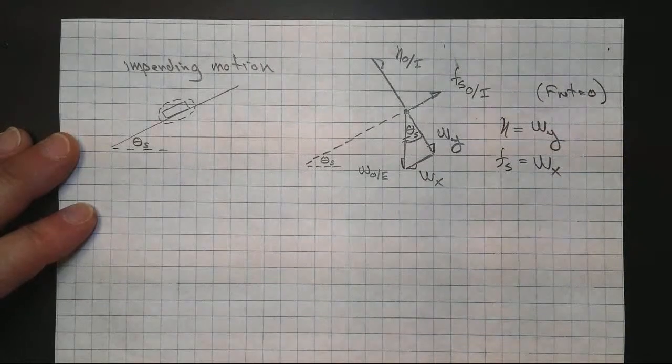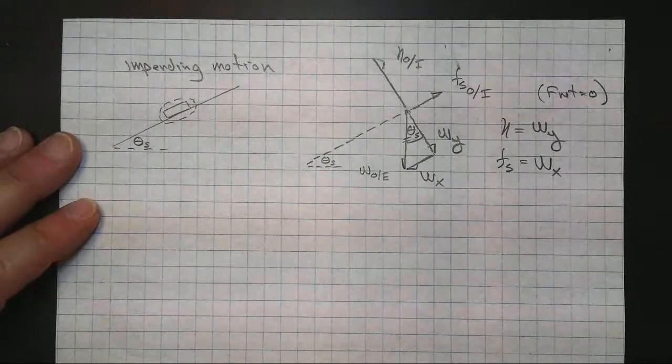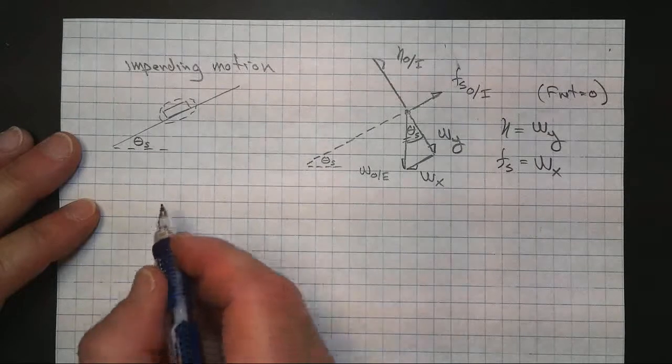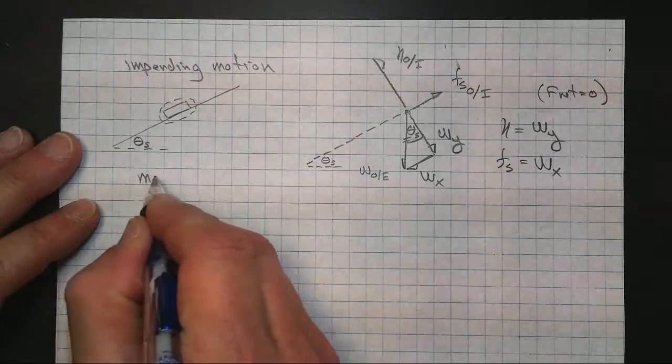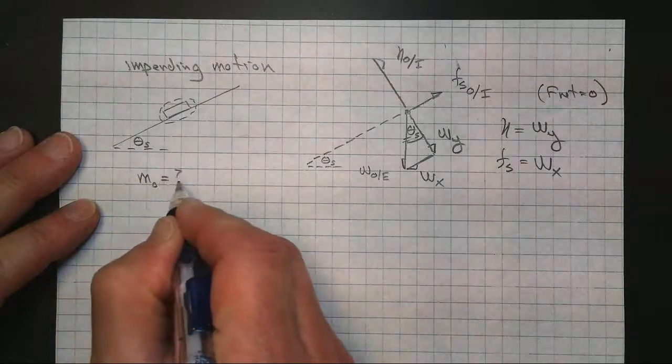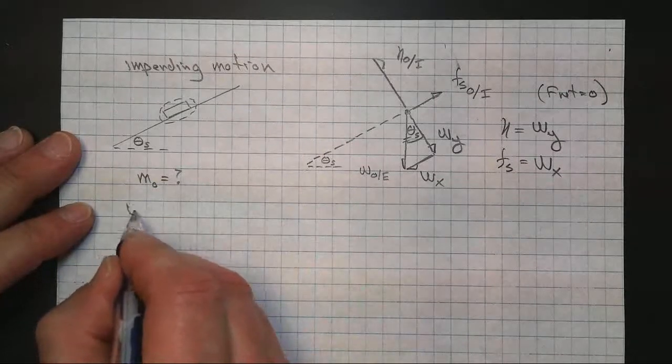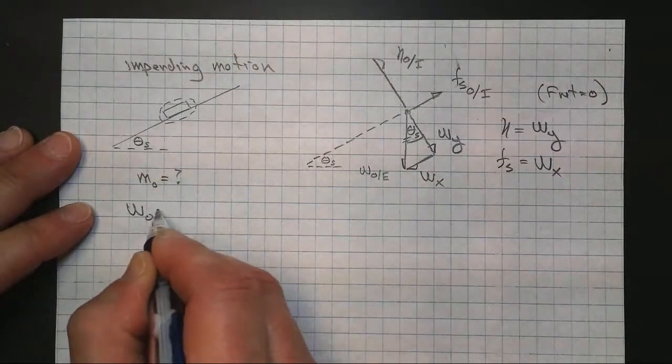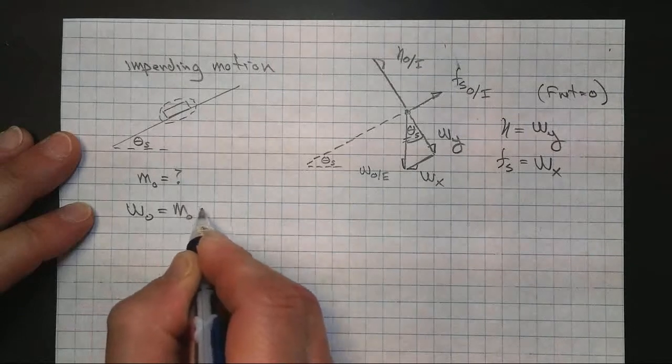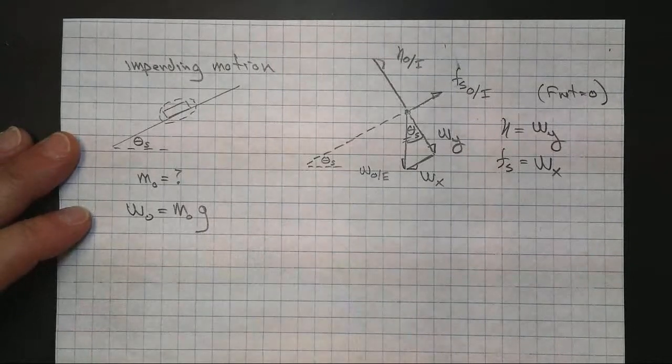We have a Newton 1 situation of static equilibrium. Now, we're interested in finding out the coefficient of static friction. Okay? And you might at this point be interested in knowing, well, what would be the mass of this object? Because if we knew it, we could find the weight of the object, and that would be its mass times g. Well, let's see if that's necessary.